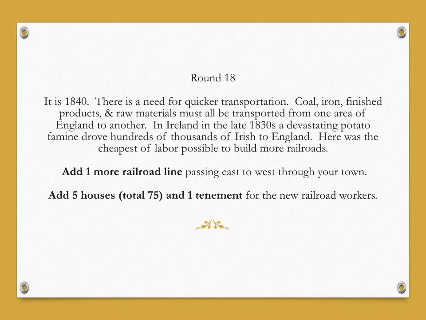Now it's 1840. There's a need for quicker transportation. Coal, iron, finished products, and raw materials must all be transported from one area of England to another. In Ireland in the late 1830s, a devastating potato famine drove hundreds of thousands of Irish to England.